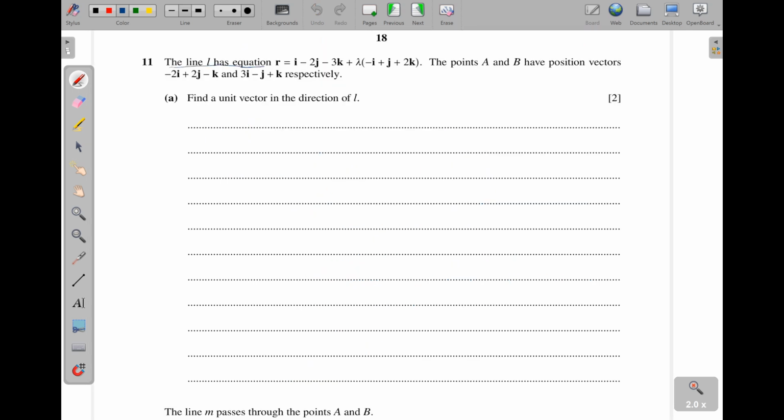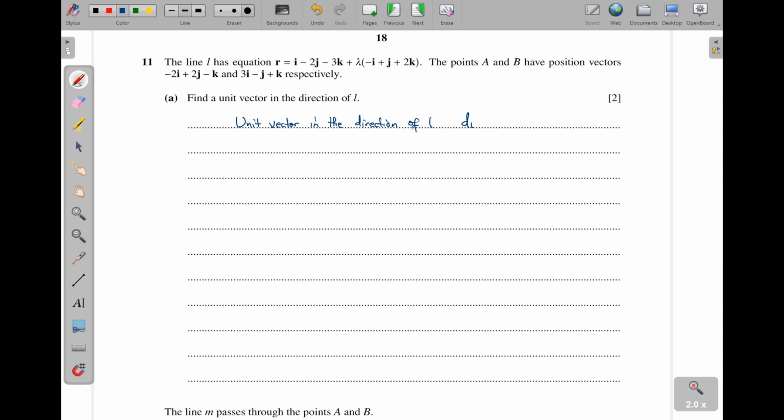Question 11. The line L has the equation, this one here. The points A and B have position vectors, these ones. Find a unit vector in the direction of L. So the unit vector in the direction of L, we are going to get the directional vector of L. So let me write a statement here. Unit vector in the direction of L is actually represented by D, because the directional vector of L is this D.